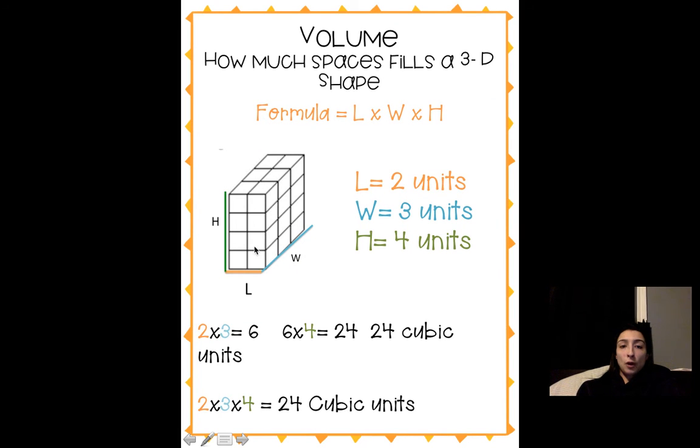Now we have 12 on this side, but we also need 12 on this side. So you would say 12 plus 12 equals 24. The volume of the shape is 24 cubic units. That's how much you could fill inside of this shape.